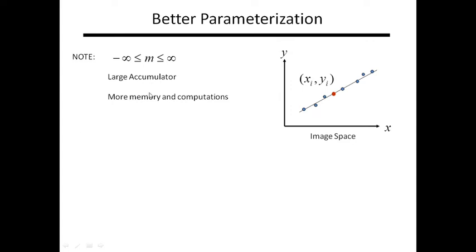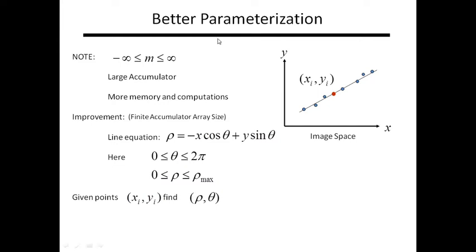A large accumulator means more memory, and more computation is also involved simultaneously. So in order to overcome this, instead of representing a line in a 2D Cartesian coordinate system, I would like to represent the line in a polar coordinate system, that is x cos theta plus y sin theta equal to rho. Theta has limits from 0 to 2 pi and rho has limits from 0 to rho max. Let me discuss the same concept here.